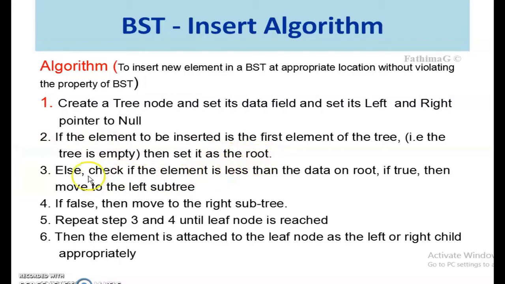Else, check if the element is less than the data on the root. If true, then move to the left subtree. If false, then move to the right subtree. Repeat these steps until a leaf node is reached. Then attach the new element to the leaf node as the left or the right child appropriately.